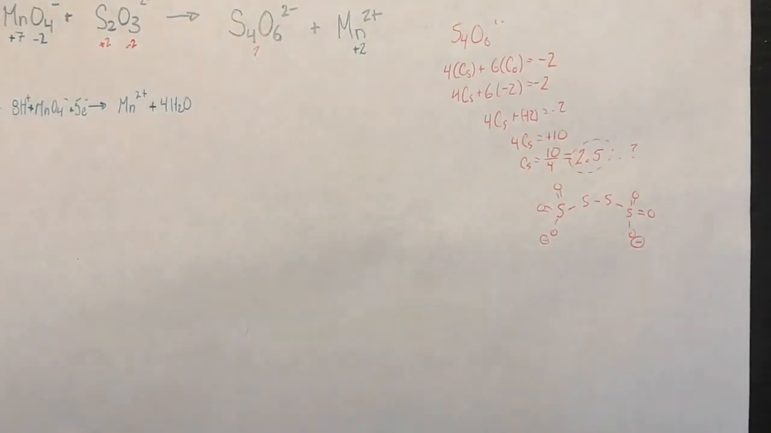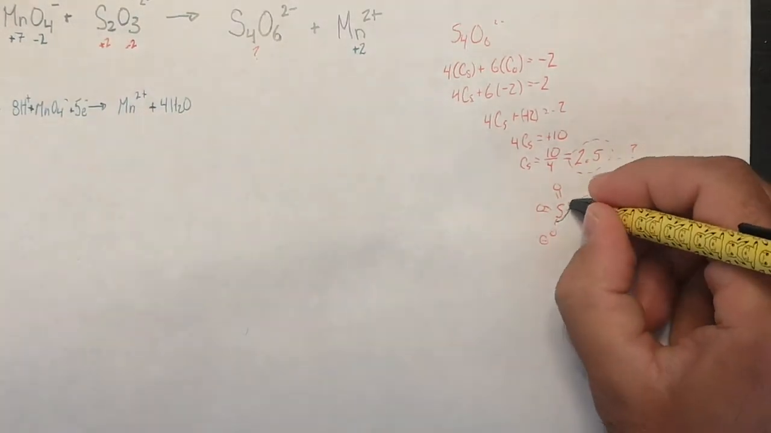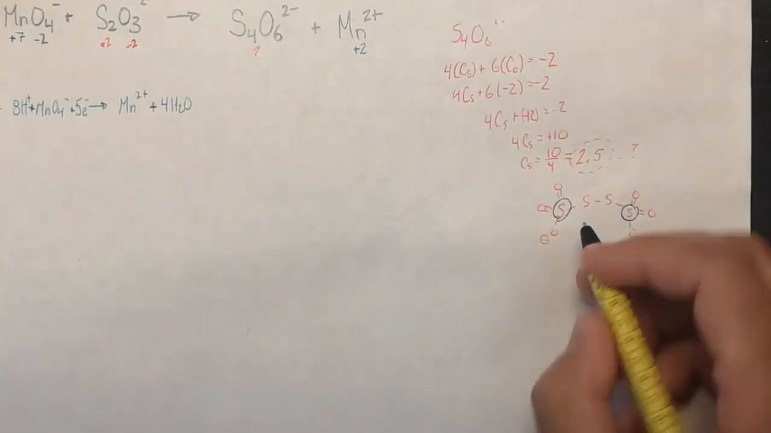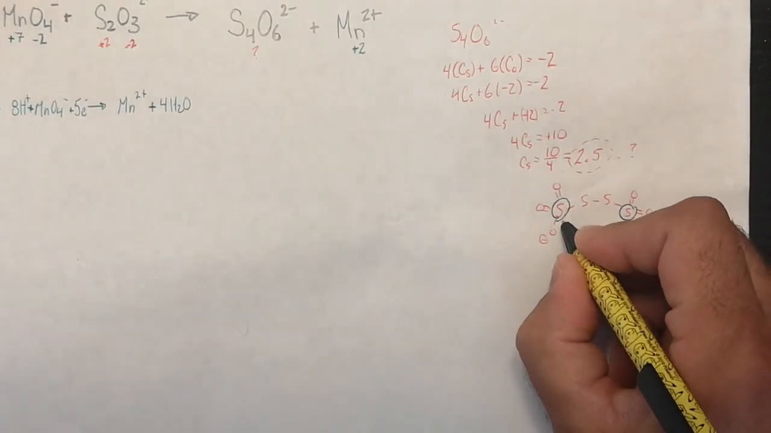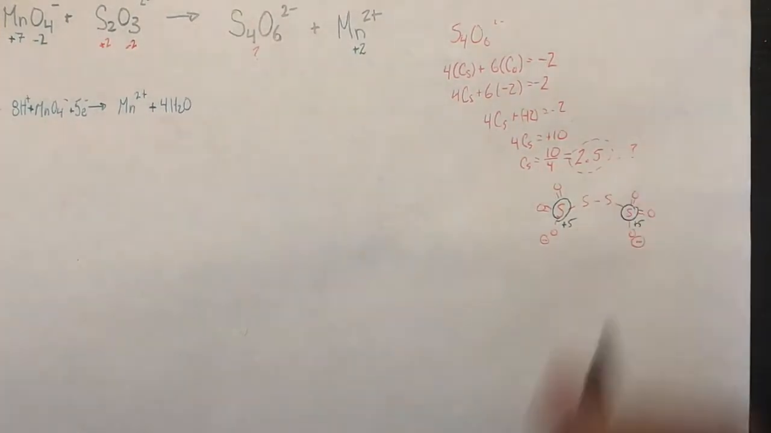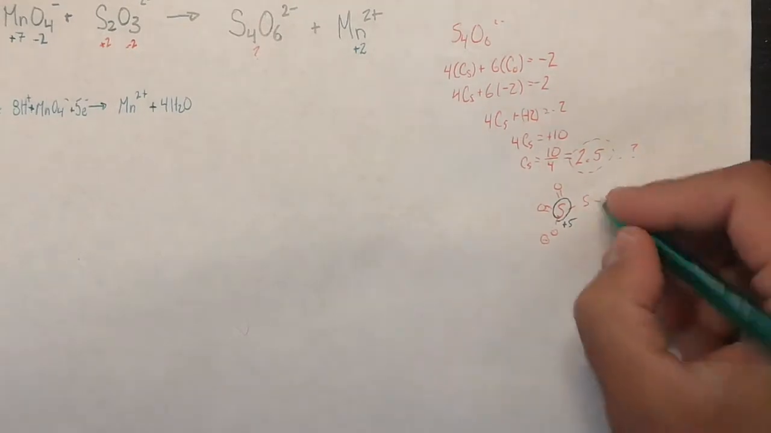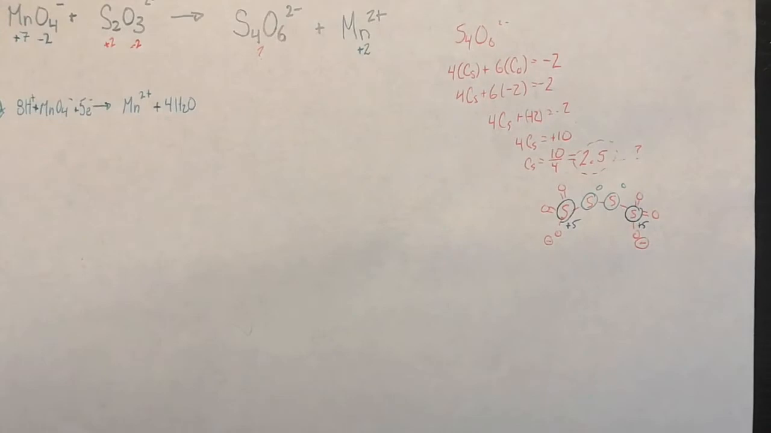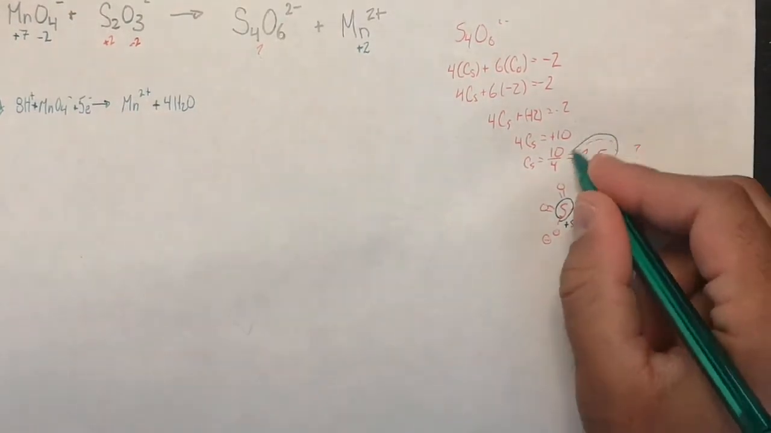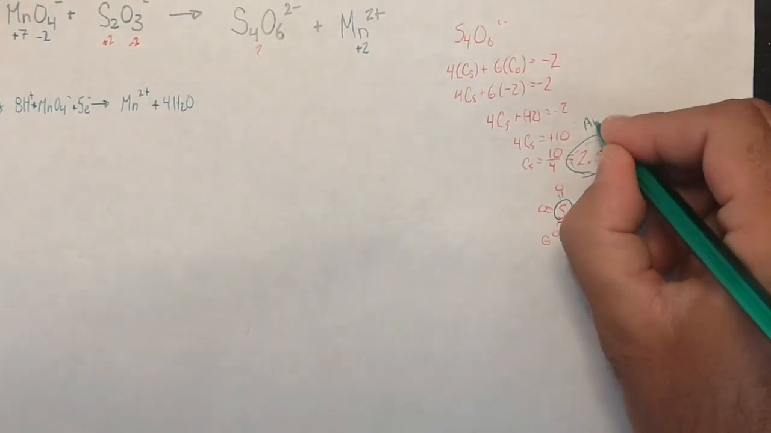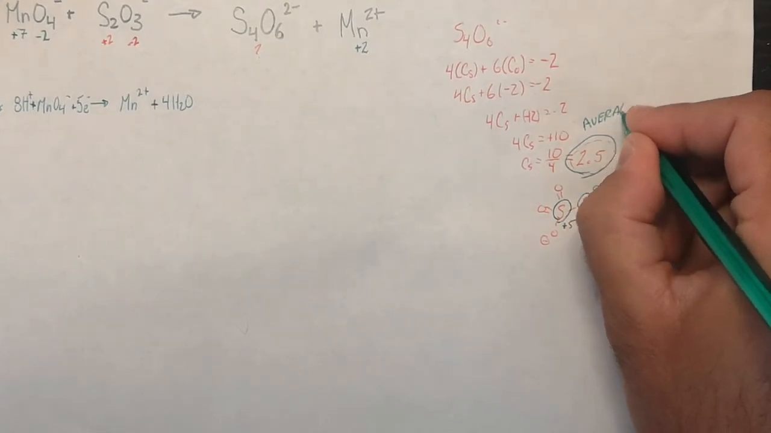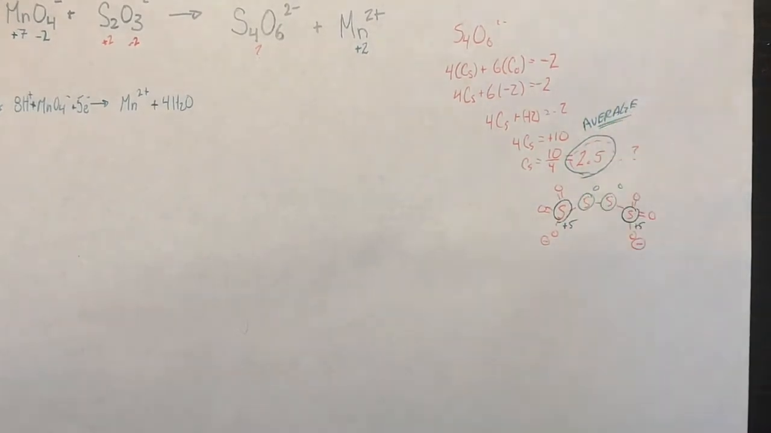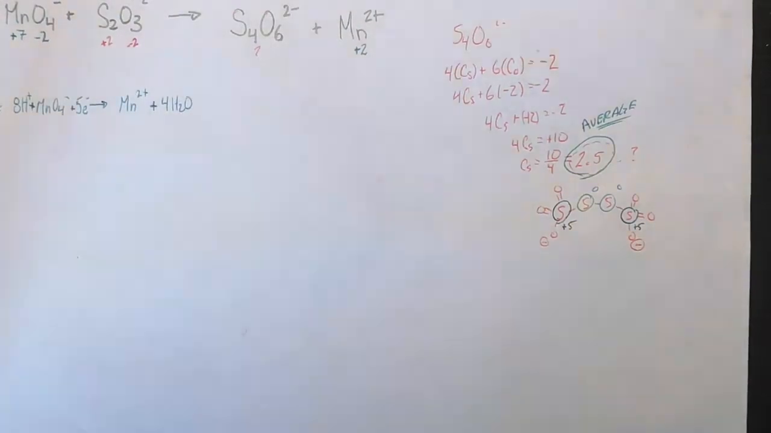without having to draw the resonance here, we've got two different types of sulfur. We've got these two sulfur, which are each at a plus 5, and then we've got these two sulfur, which each have an oxidation number of 0. So what this represents is the average. Does it matter? Well, let's find out.